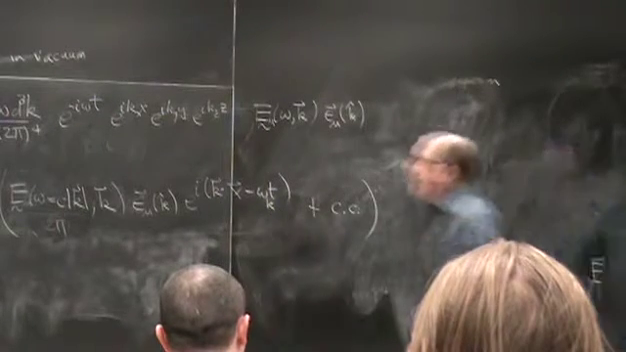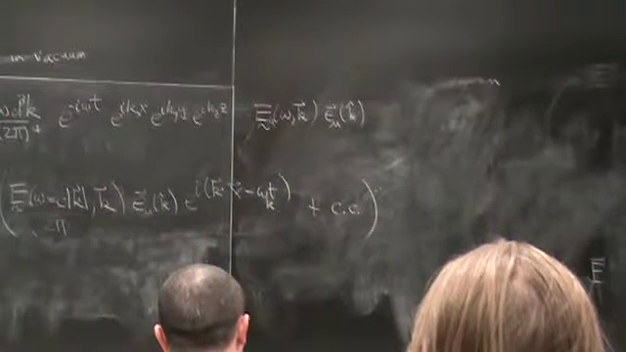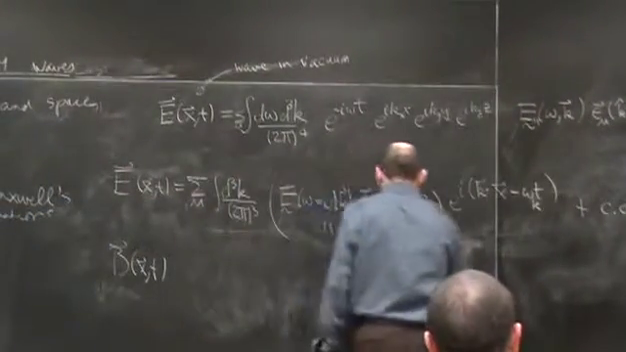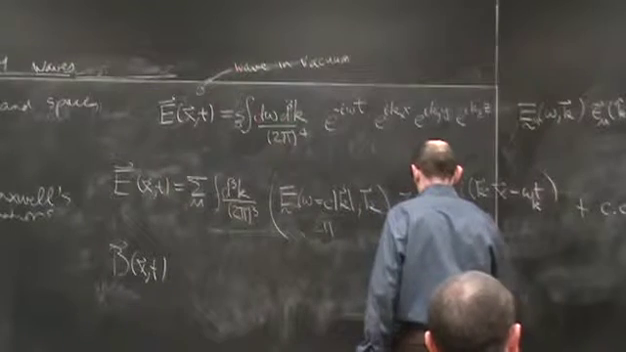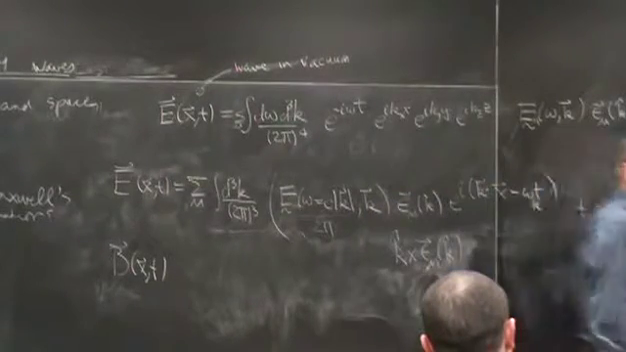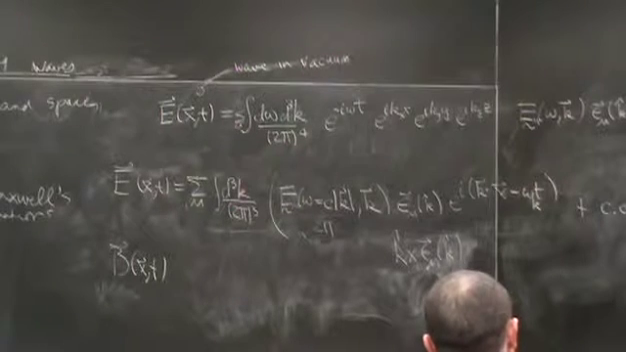And of course, B for the plane wave is the same thing, but with a k hat crossed into u. Exactly the same.